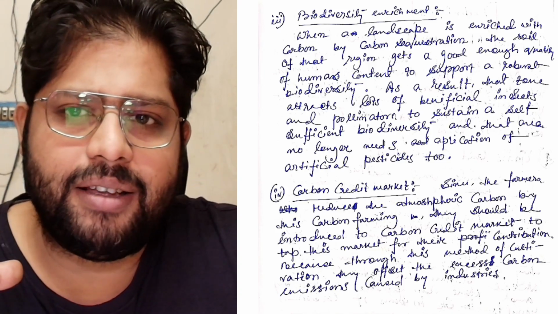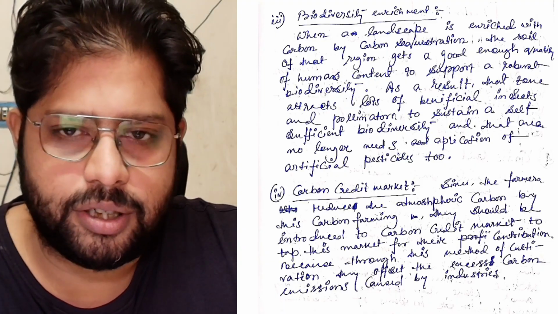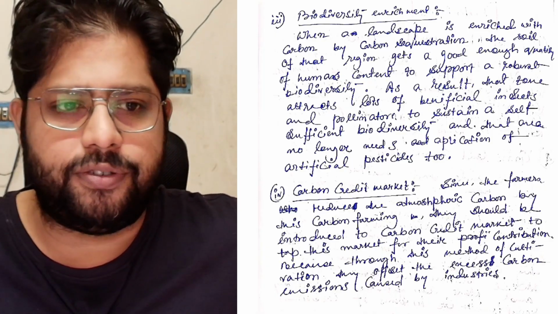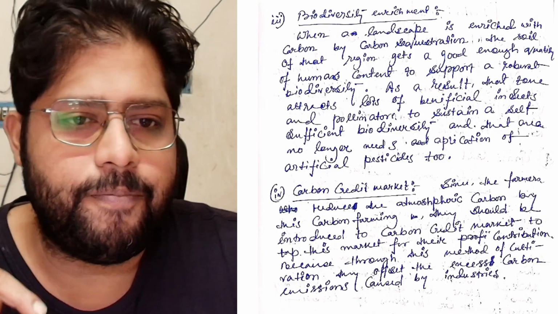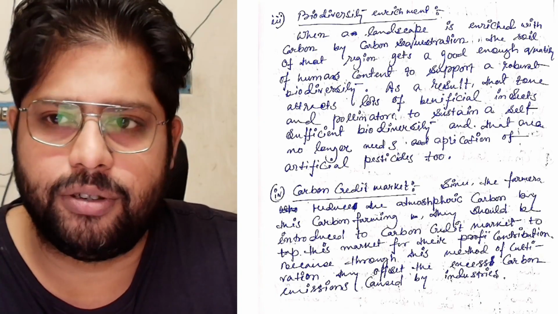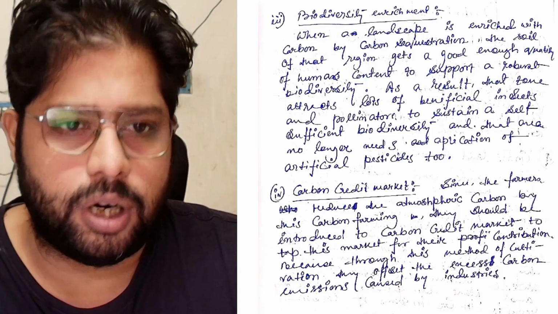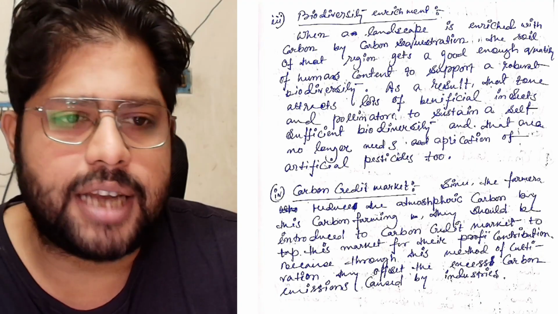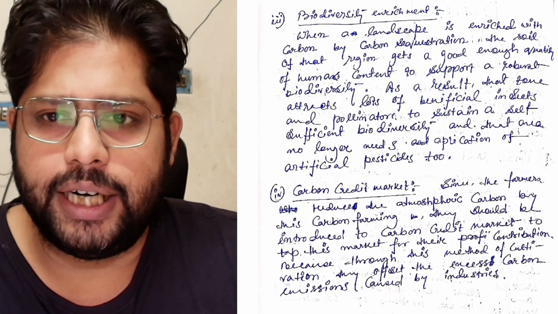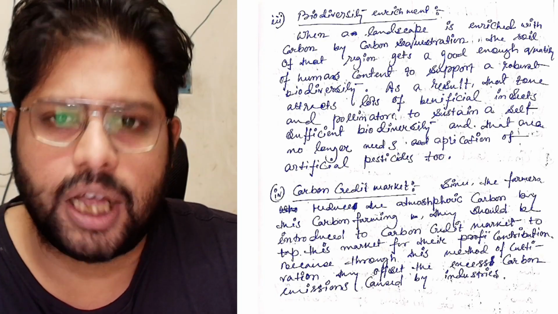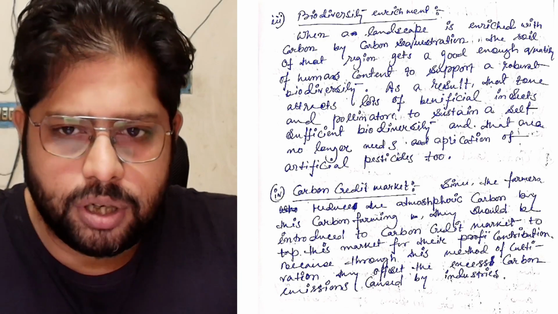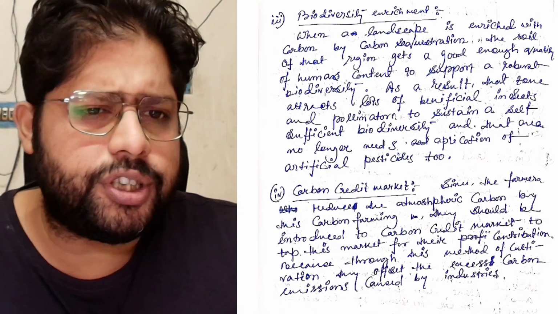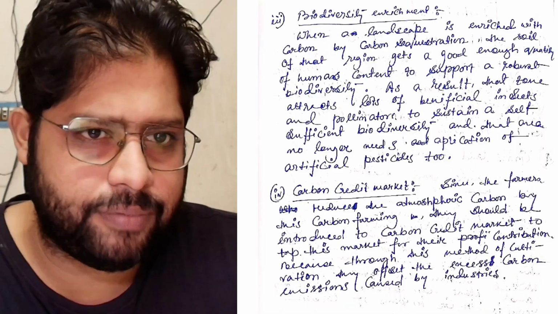So when a landscape is enriched with carbon by carbon sequestration, a landscape means a great expanse of land. When a landscape has a lot of carbon in its soil, it becomes able to support a good enough biodiversity in that area. And after the establishment of good enough biodiversity, it gives the other animals around that biodiversity or around that landscape good chances to live. So this is the basic science.